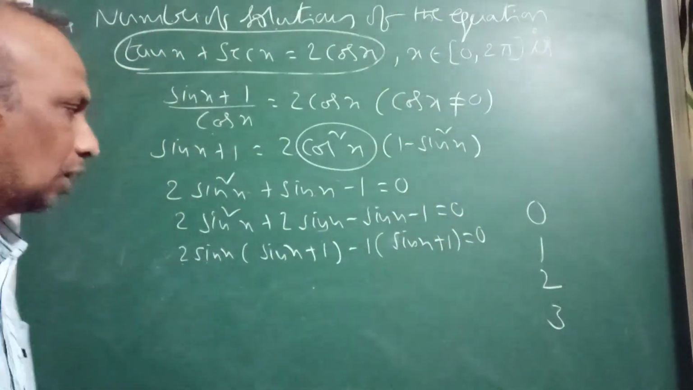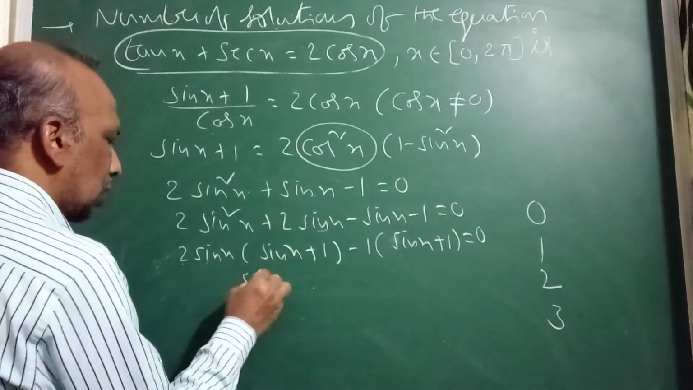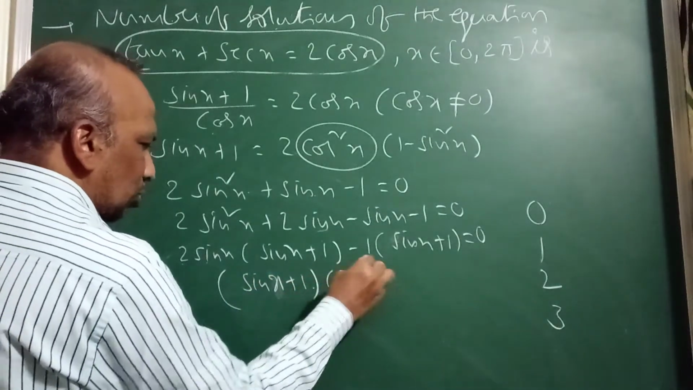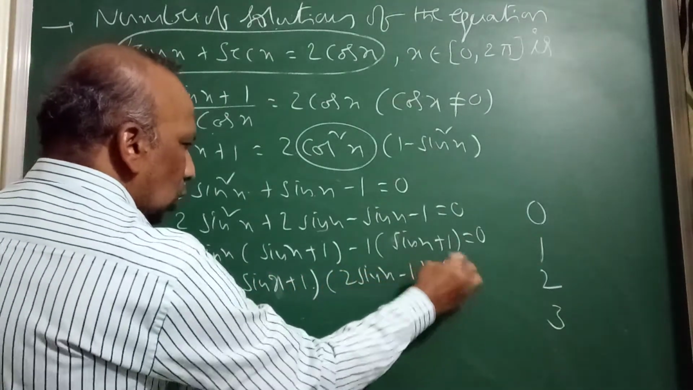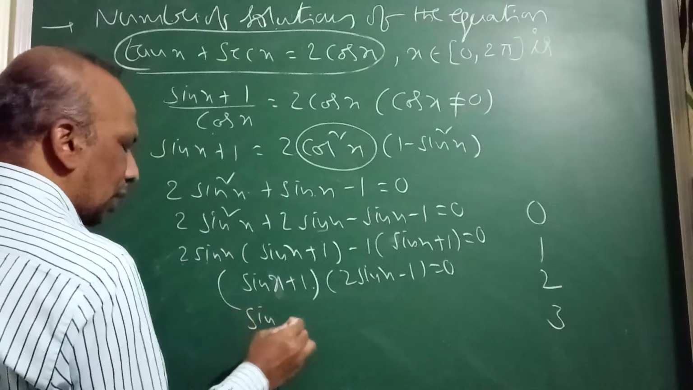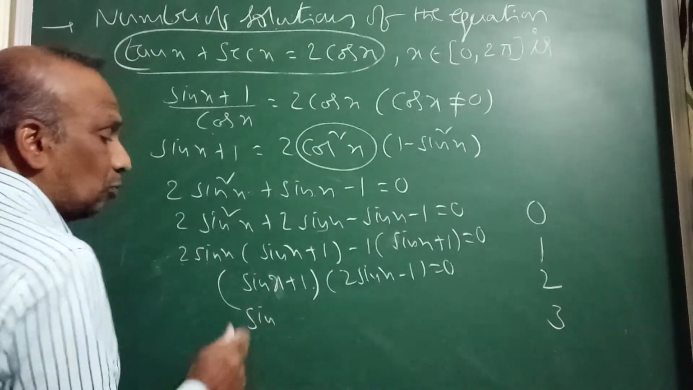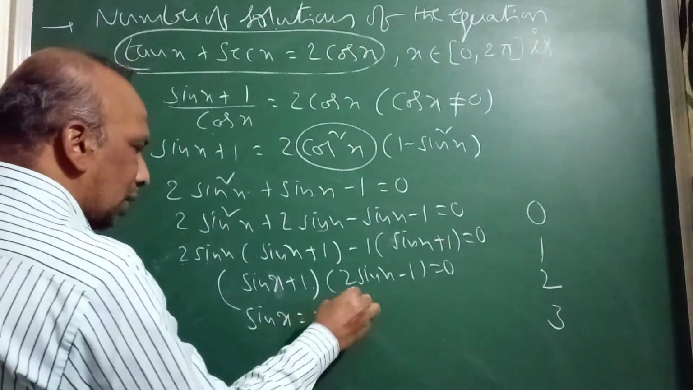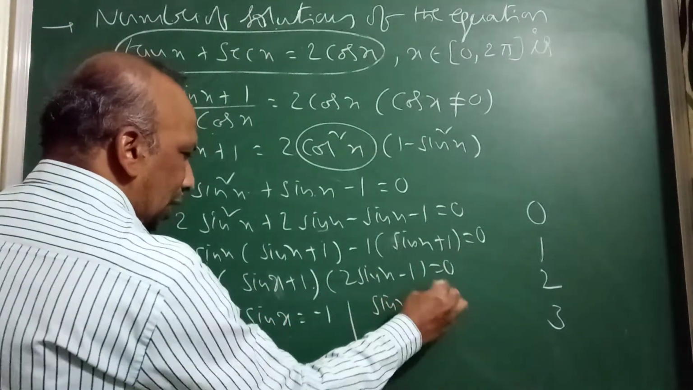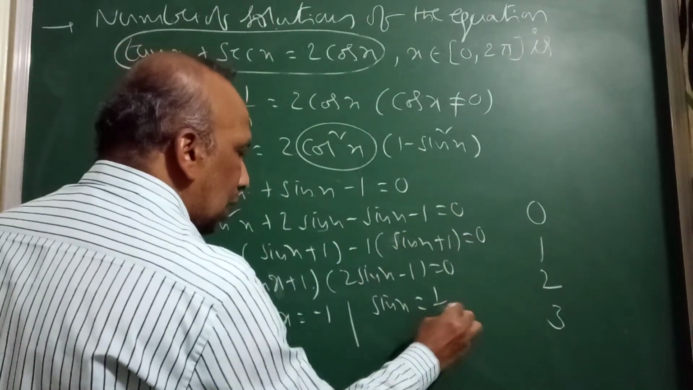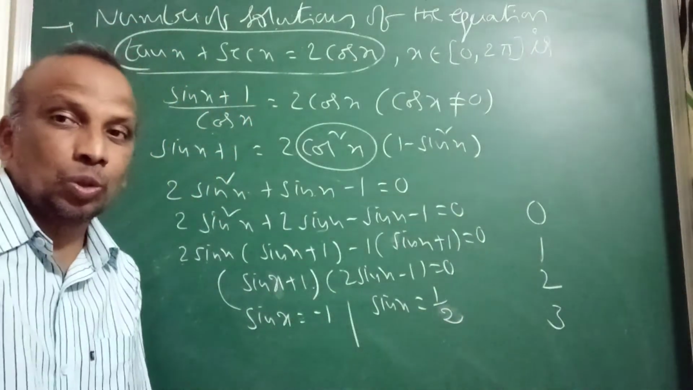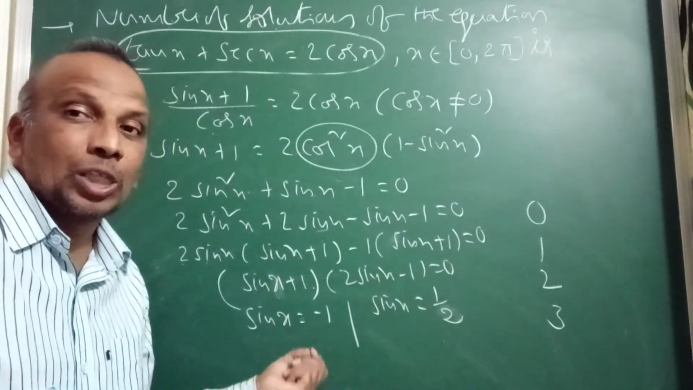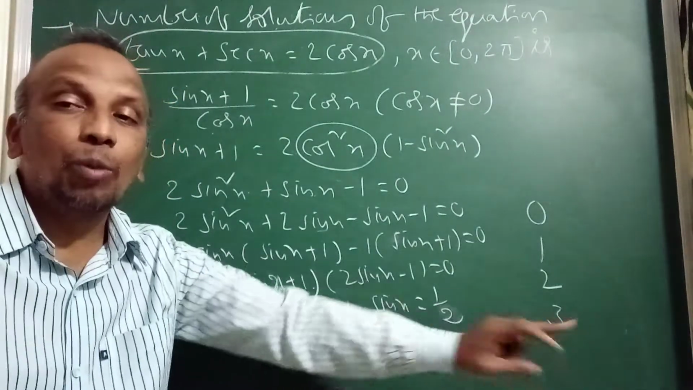Now the factors are sin x plus 1 into 2 sin x minus 1, right? So you will get sin x equal to minus 1 and sin x equal to 1 by 2, but here you should be careful. The people will immediately remember: sin is positive in two quadrants, first and second, two solutions. Sin 270 is minus 1, so 3 solutions. Immediately they will mark 3.